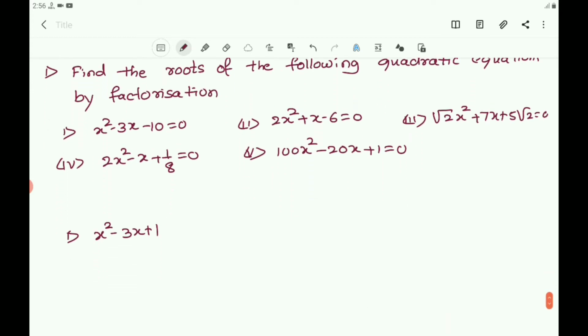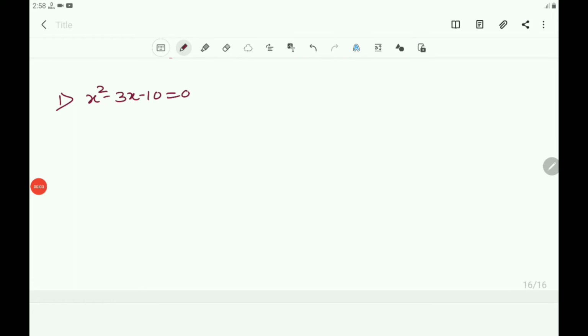Now you take the first one. The first one is x square minus 3x minus 10 equals 0. You know that this is a quadratic equation and it is a trinomial. The middle term is minus 3x. Finding the roots of the quadratic equation by the method of factorization means we have to split the middle term by taking the product of the terms and sum of the terms.